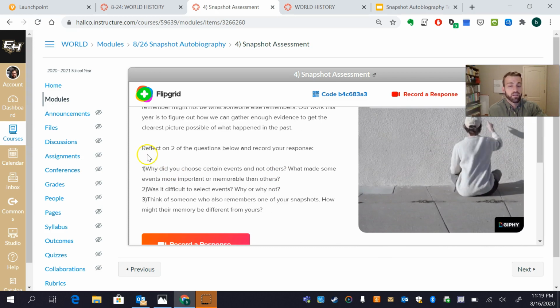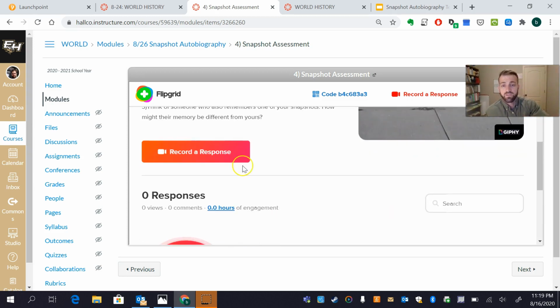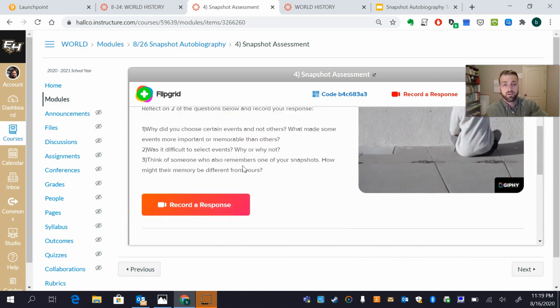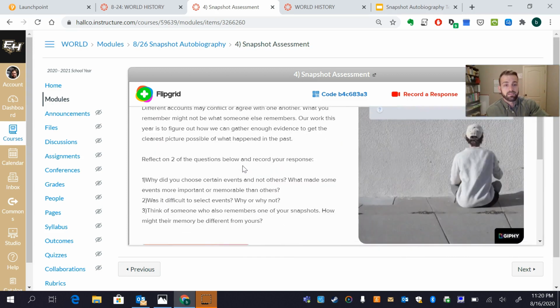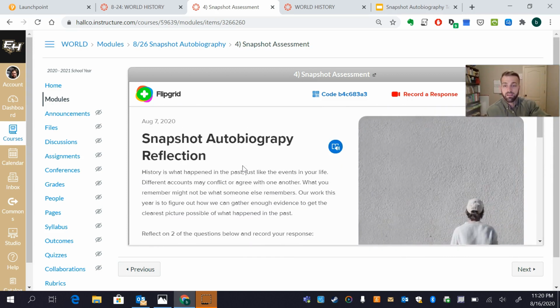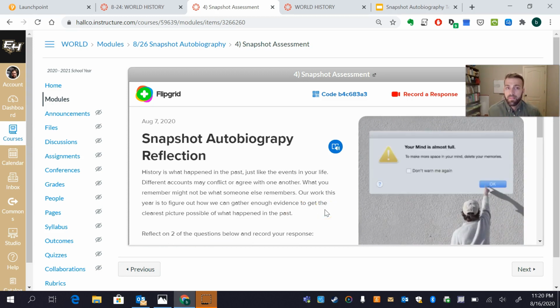I'm asking them to reflect on two of the following questions. Why did you choose certain events and not others? That selection process. Was it difficult to select events? Why or why not? And think of someone who also remembers one of your snapshots. How might their memory be different than yours? Those allude to the questions I posed early on. Students can record their response right here within Canvas, and that takes us on a walk through the lesson. I'm really excited to see what students are able to do.